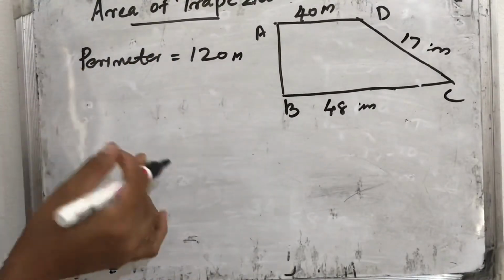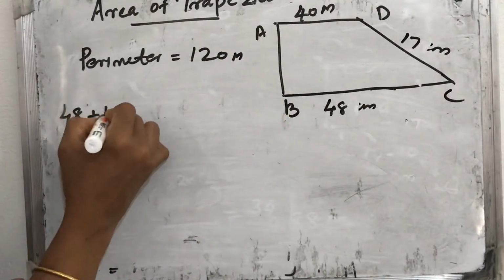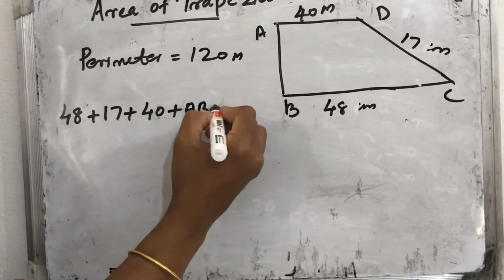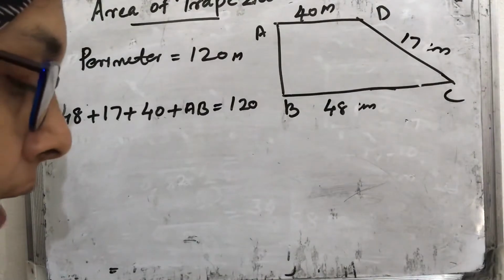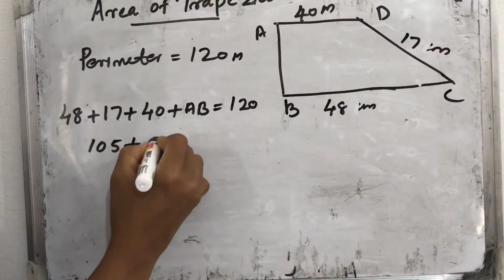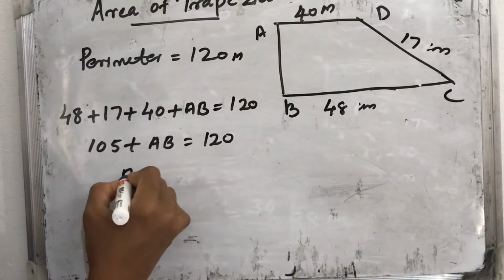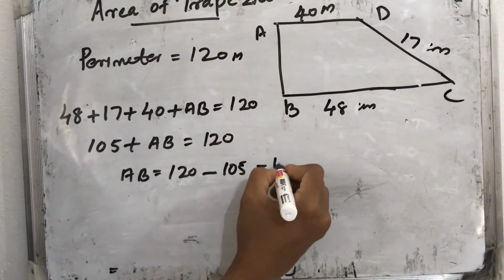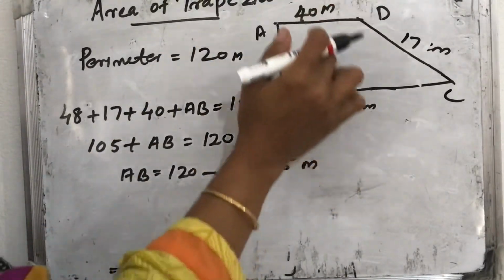How do we find the perimeter of any shape? By adding all sides. So here we can write 48 plus 17 plus 40 plus this side length we don't know, AB. That is given how much? 120 meter. So by adding all this we will get 105. So 105 plus AB is given 120. Therefore AB is equal to 120 minus 105, equal to 15 meter. Now we find out the height. Now it is very easy. The two parallel sides also we know.